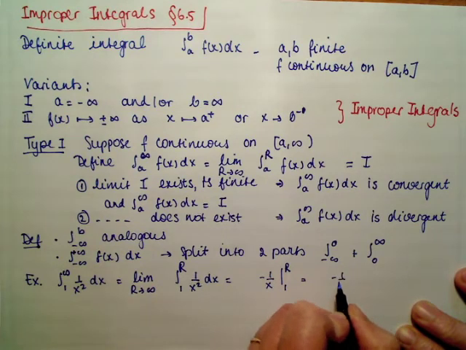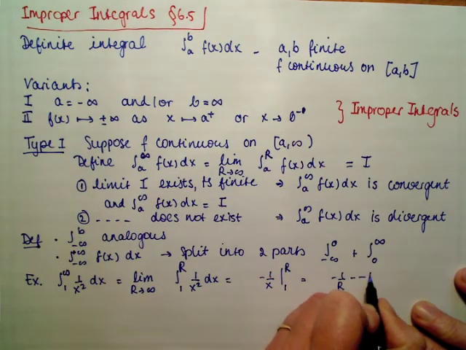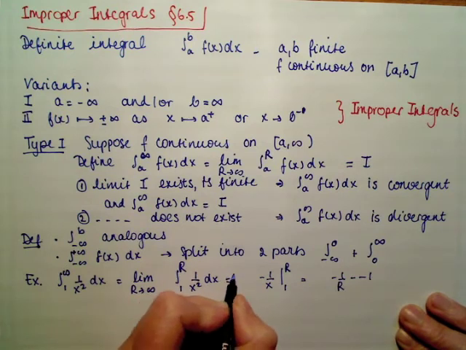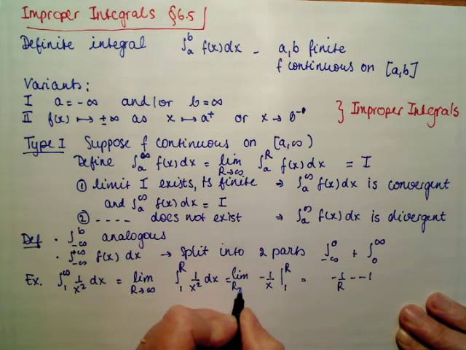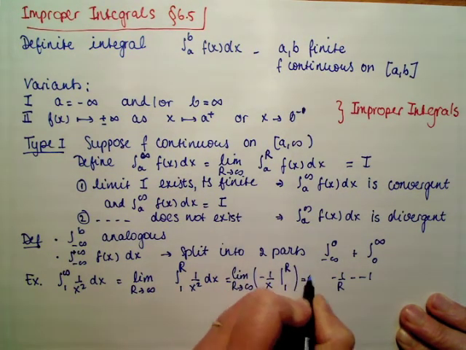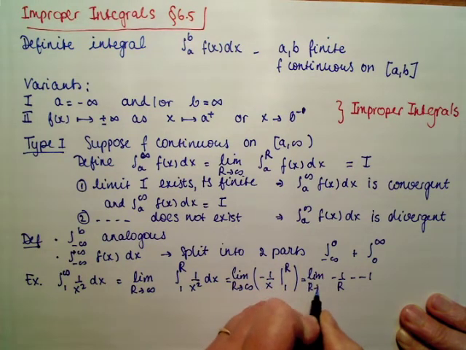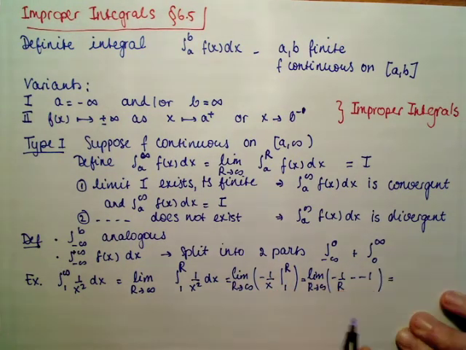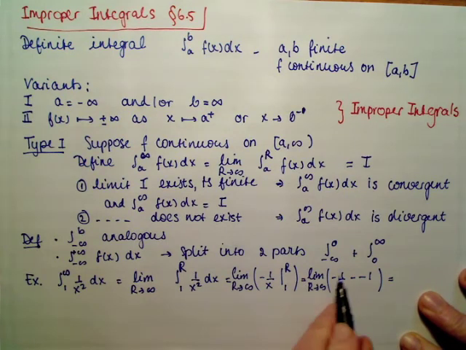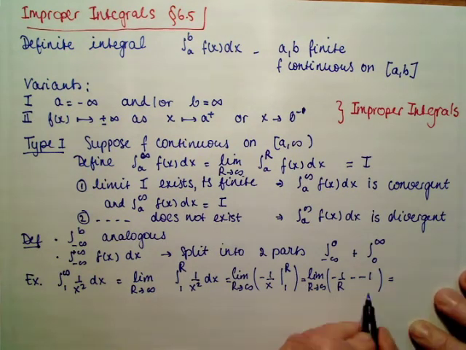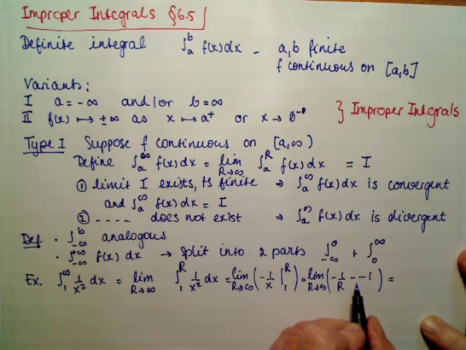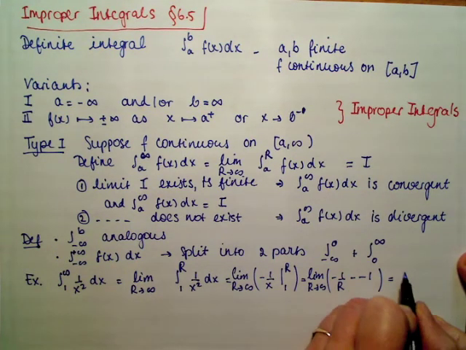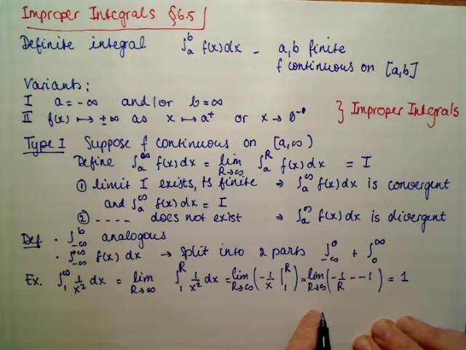And we get minus 1 over r minus minus 1. Now clearly we have to take limits. And so the limit for r to infinity of minus 1 over r is equal to 0. And so we are left with the contribution of minus minus 1 equals 1. So we have a finite outcome. That means that the improper integral is convergent with limit 1.